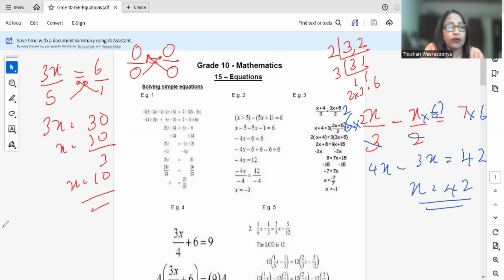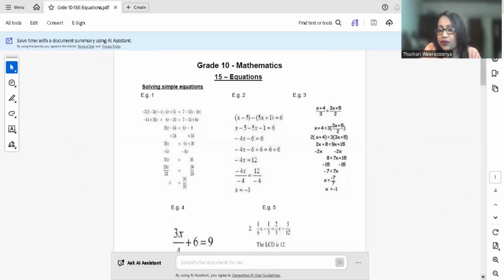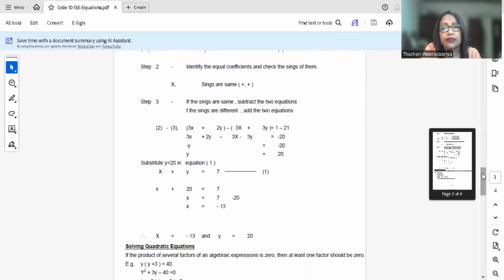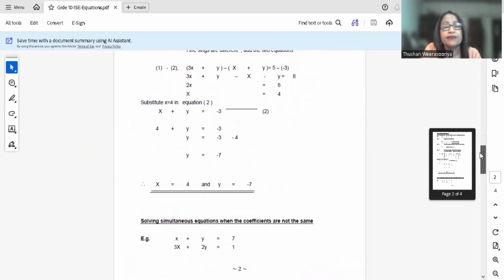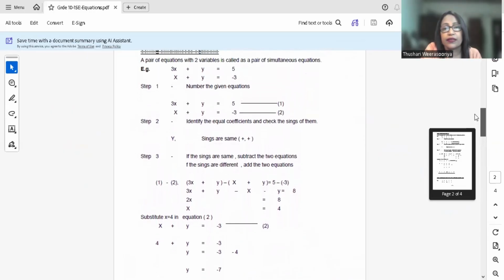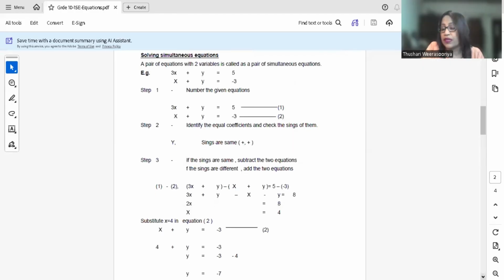We'll go to the simultaneous equations. In grade 9, you did simultaneous equations. Hope you can remember. First, I'll explain grade 9 simultaneous equations and then go to grade 10 simultaneous equations. I'll take an example. Steps are mentioned like this.